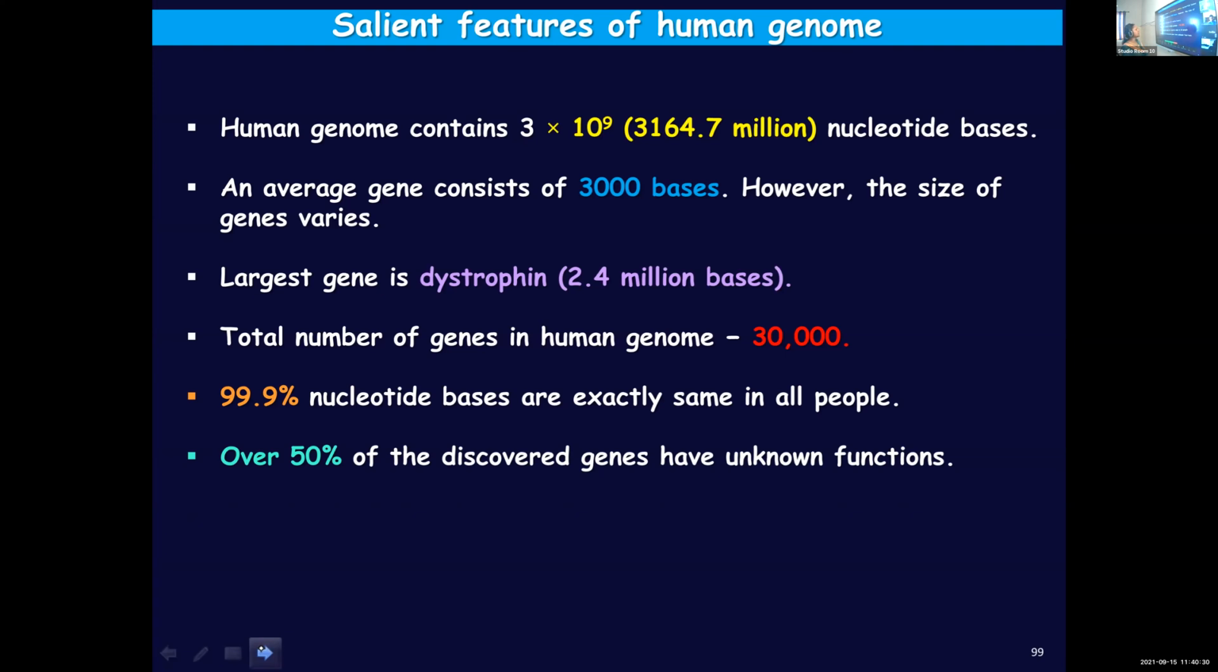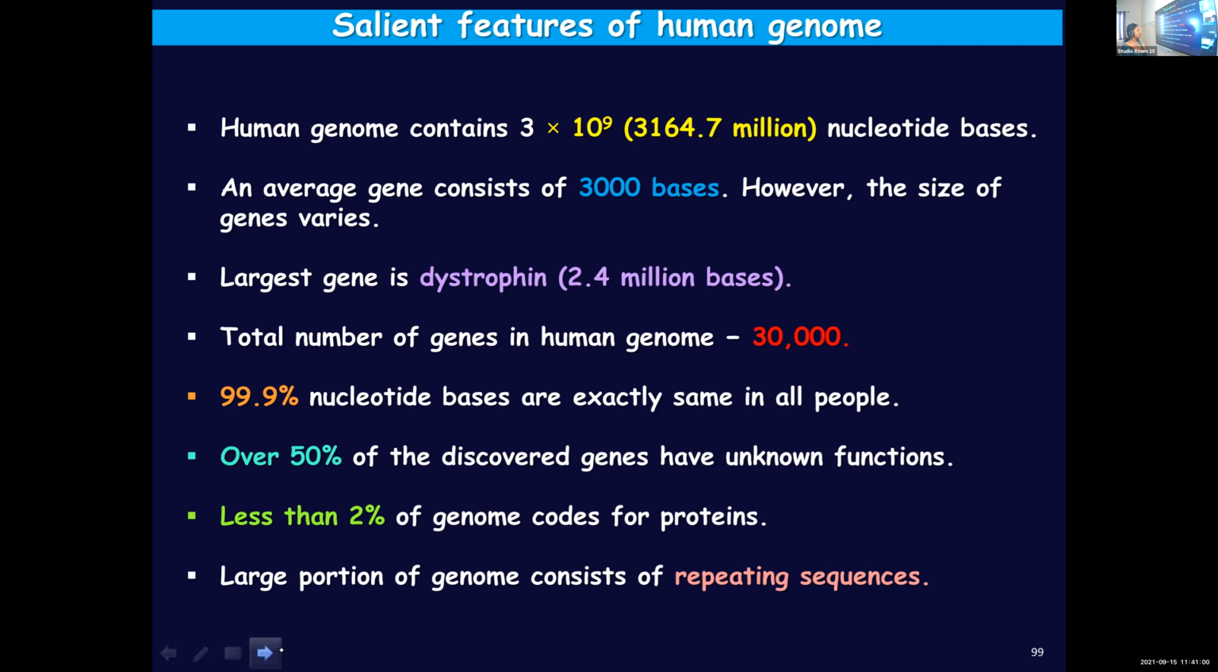Over 50% of the discovered genes have unknown functions. We said 30,000 genes are there, but scientists haven't succeeded in finding out the functions of 50% of them. Less than 2% is coding for proteins. Only less than 2% of the genome is getting expressed to form proteins. A large portion of the human genome consists of repeating sequences. The sequences are getting repeated.